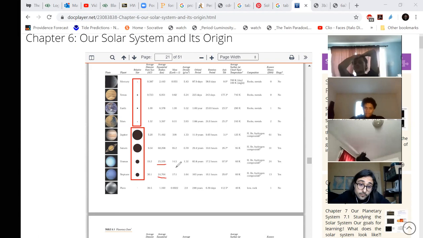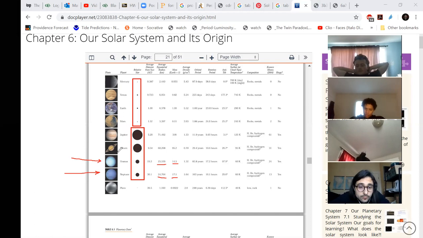But look if you do it by mass. Unfortunately here, they didn't do it in kilograms. They did it in Earth mass equivalents. Neptune is 17 times more massive than the Earth. Uranus is 15 times more massive than the Earth. That means Neptune is the third most massive planet, but the fourth biggest planet. In other words, Uranus is bigger, Neptune is more massive. They don't always go hand in hand.